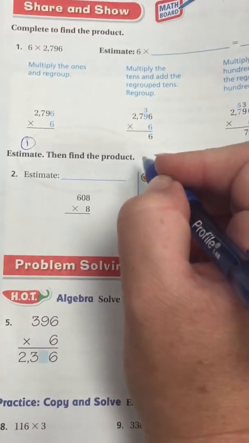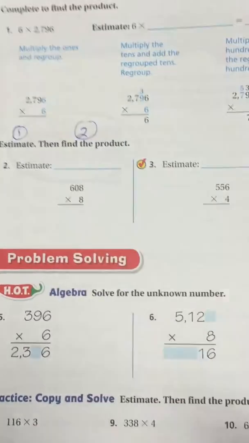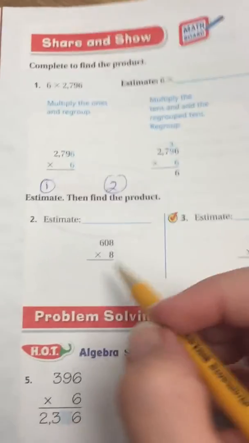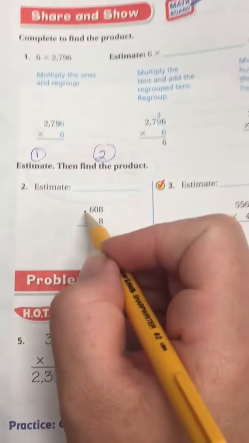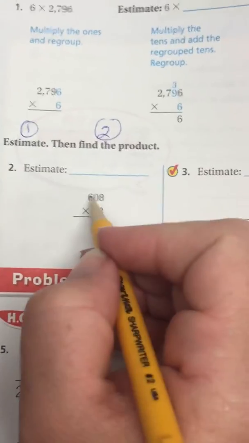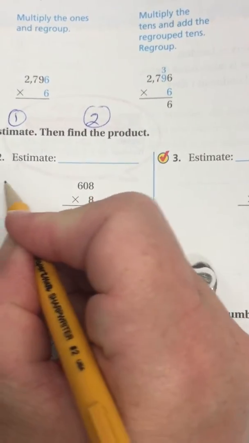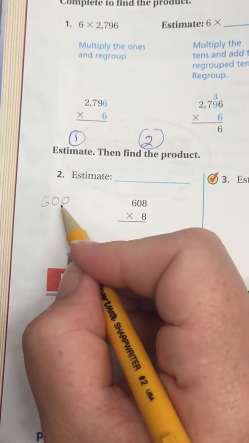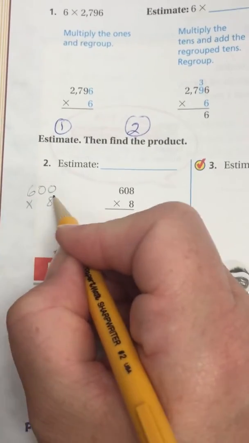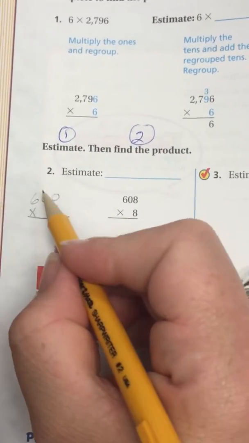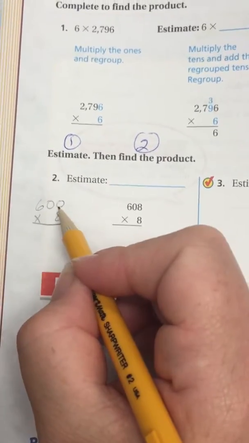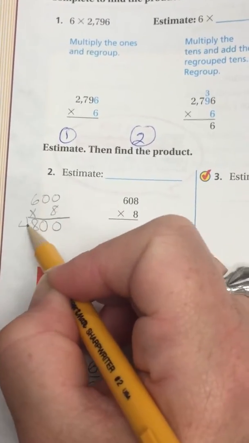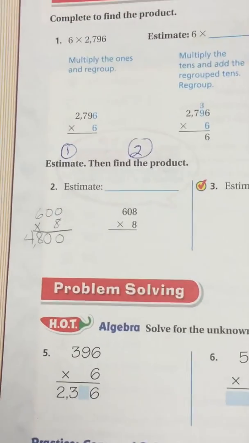The first thing you're going to do is estimate. The second thing you're going to do is find the product. Okay, so the first thing you want to do is estimate. So looking at this, I've got 608. I can simply move that to 600 because I'm not moving it very far. I'm really 8 away from this. And I can keep this as an 8 because once again, this has a 0. So really it's 8 times 0, 8 times 0, 6 times 8 is 4,800.